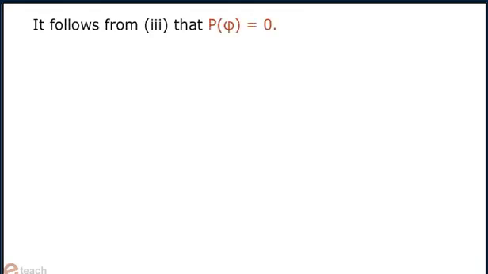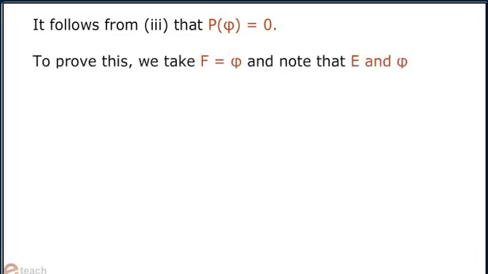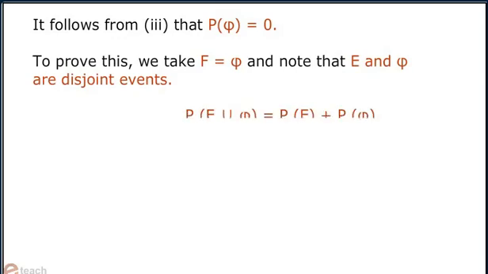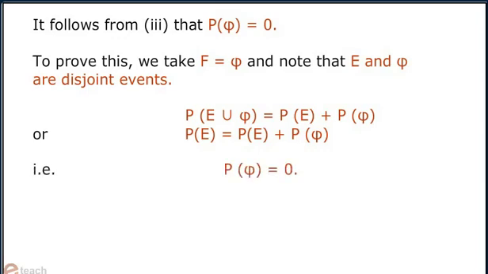It follows from 3 that probability of the null set is equal to 0. To prove this, we take F equal to the null set and note that E and the null set are disjoint events. Probability of E union phi equals probability of E plus probability of phi. Probability of E equals probability of E plus probability of phi. So probability of phi equals 0.